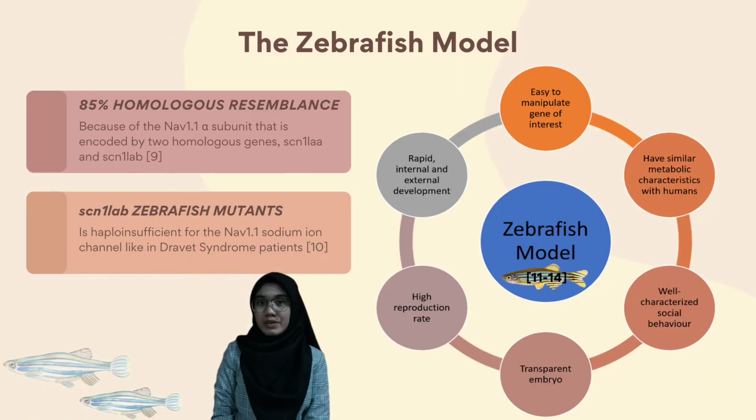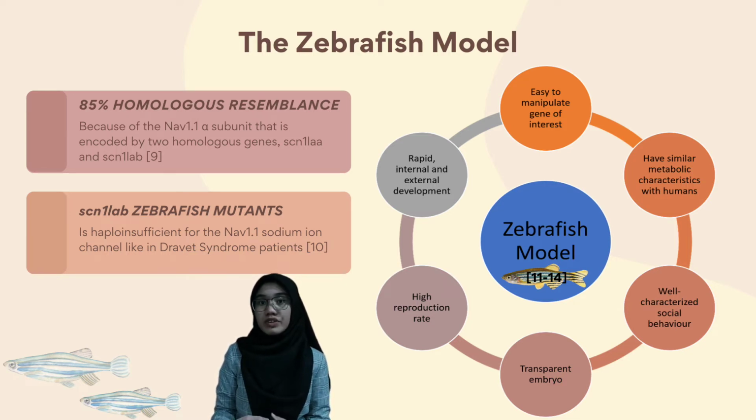Similar to humans, the zebrafish possess 85% homologous chromosome that resemble our epilepsy gene. They have their own alpha subunit of the NAV1.1 channel encoded by two homologous genes called SCN1LAA and SCN1LAB. Due to the duplicated paralog gene SCN1LAA being expressed, the homozygous SCN1LAB zebrafish become haploinsufficient for the NAV1.1 sodium ion channel. They also mimic the genetic etiology seen in most Dravet syndrome patients.